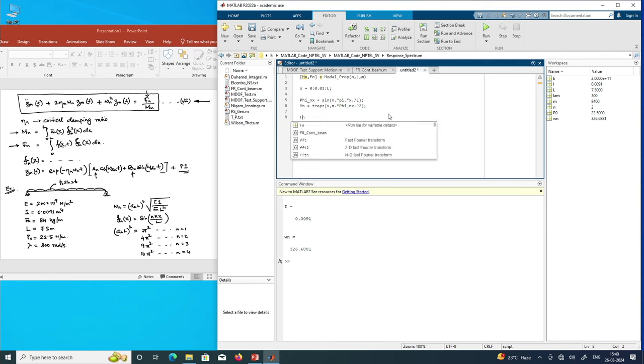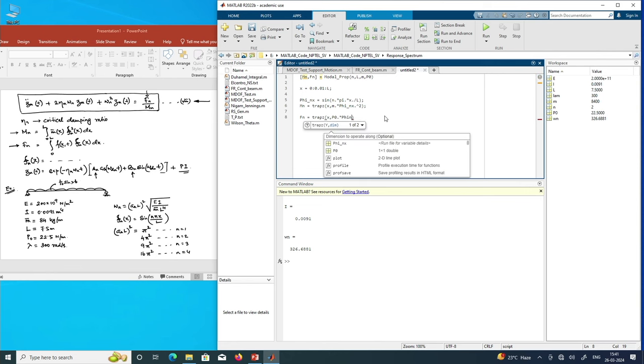Now, what is f n? If you recall, the expression for f n is, you can see here on your screen. So, it is f x comma t phi n x. In our case, we again have trapz x comma, we have a constant forcing function f naught. So, that let us pass it here. So, it is p naught. So, p naught dot star phi n x.